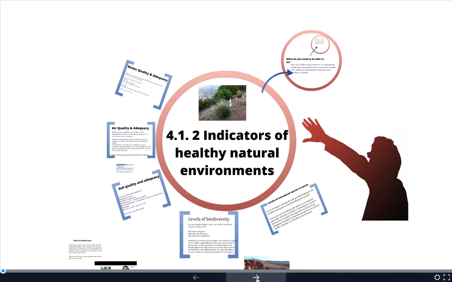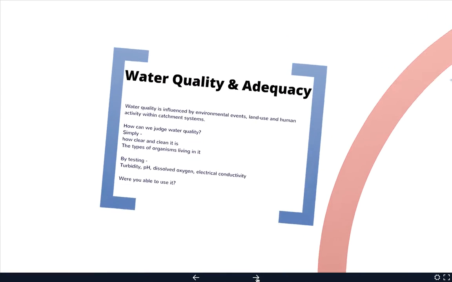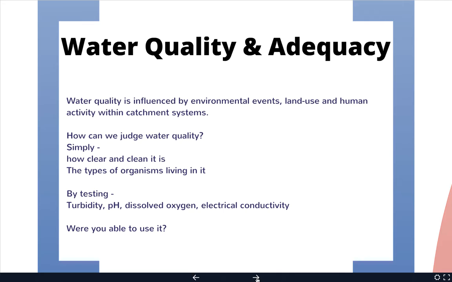So this is a topic that will link back even to some of the things we did on the first trip away. An indicator is anything that shows us how healthy the environment is or not. First one, there's 5 key ones. Water quality and adequacy. So quality self-explanatory, and adequacy means is there enough of it.